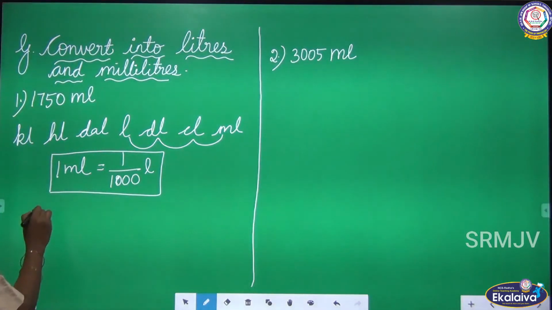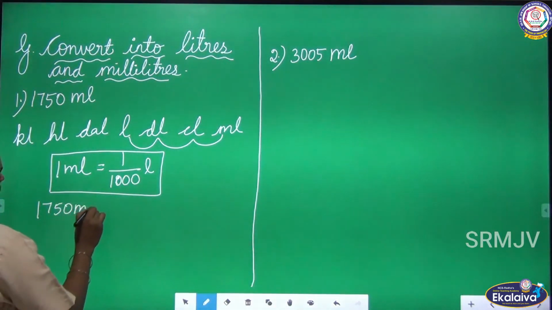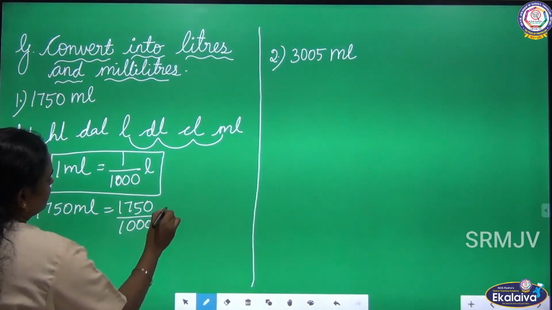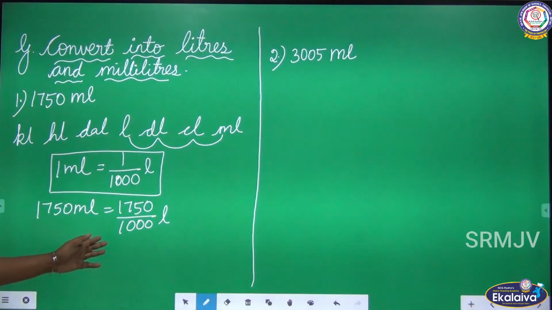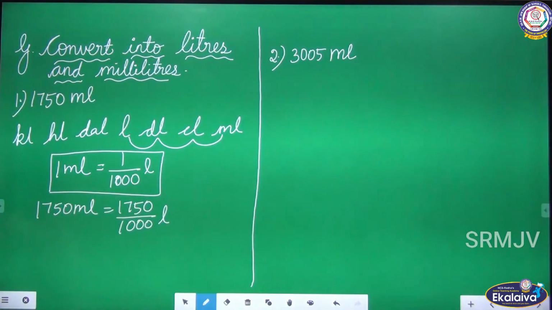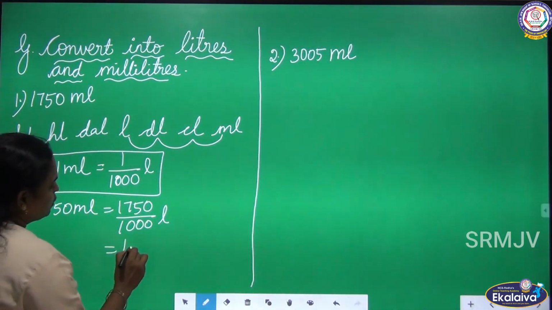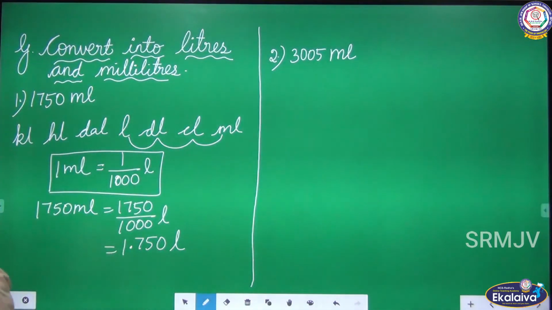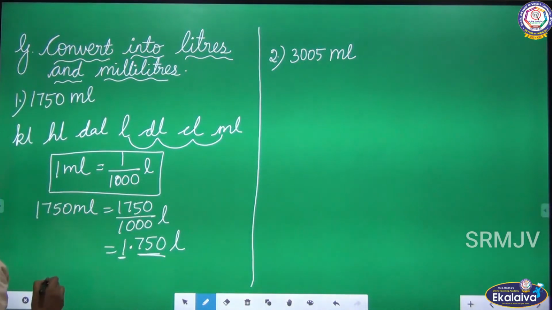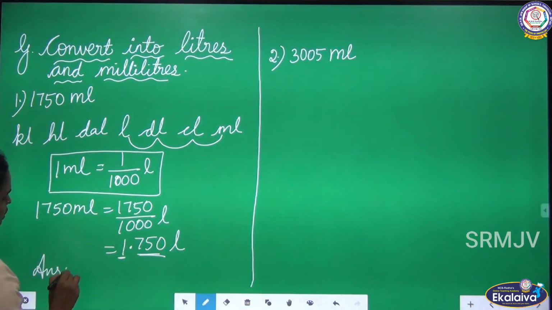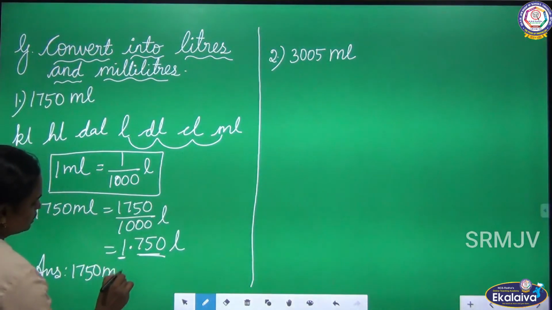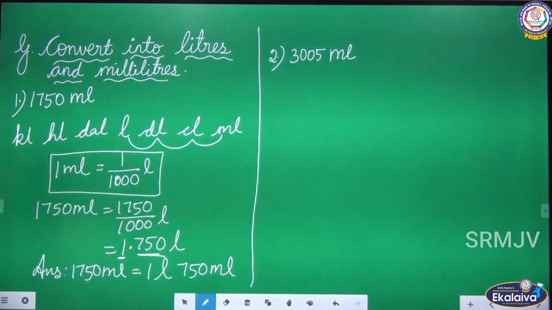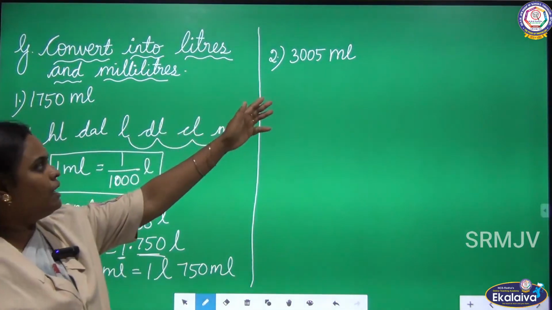So 1750 milliliter equal to 1750 divided by 1000 liter. Here also in the denominator 1000, so 3 zeros. So we should leave 3 decimal places. So 1.750 liter. So how many liters, then how many milliliters? So 1 liter 750 milliliter. So the answer: 1750 milliliter equal to 1 liter 750 milliliter.